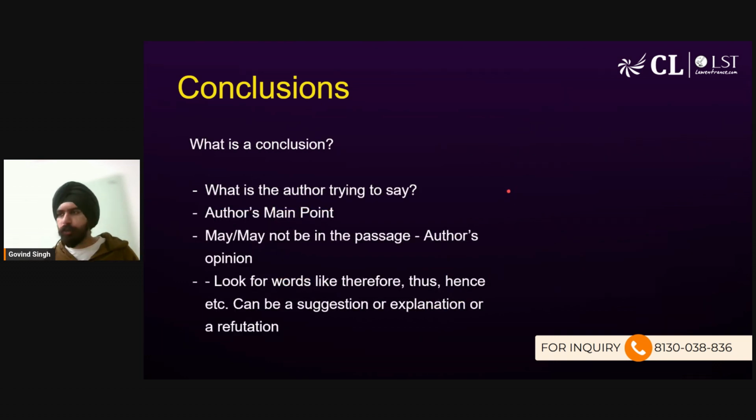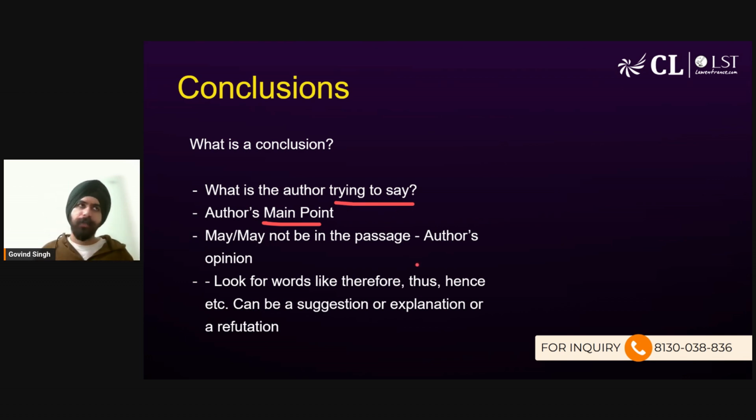So conclusion is nothing but what the author is trying to prove, what the author is trying to say, or what anyone, not just the author in the context of a reading comprehension, but anyone who is making a logical argument, is trying to prove. So when I make the conclusion that I study every day for the CLAT exam, the purpose behind that is to prove that I have a better chance to crack it. When I say that I love apples or I love mangoes, the main point is I love the summer season. So a conclusion is the author's main point which he's trying to establish, which he's trying to say, or which he's trying to convince you of.